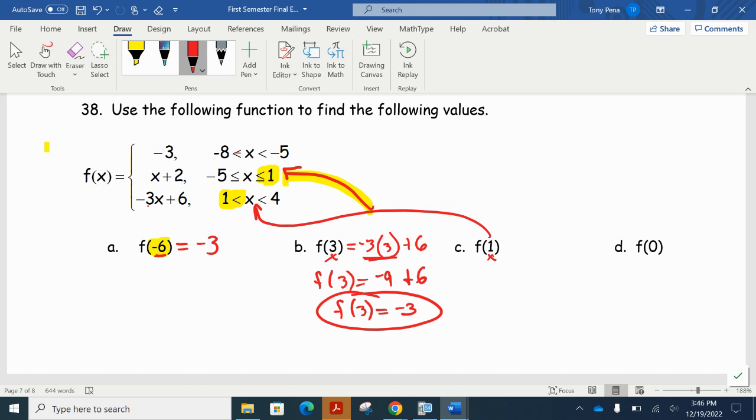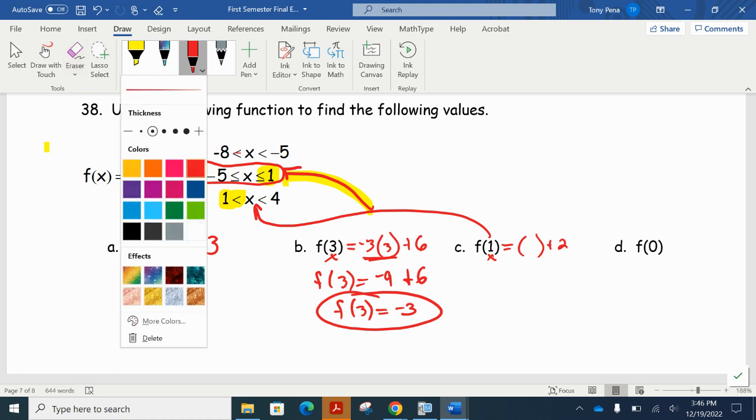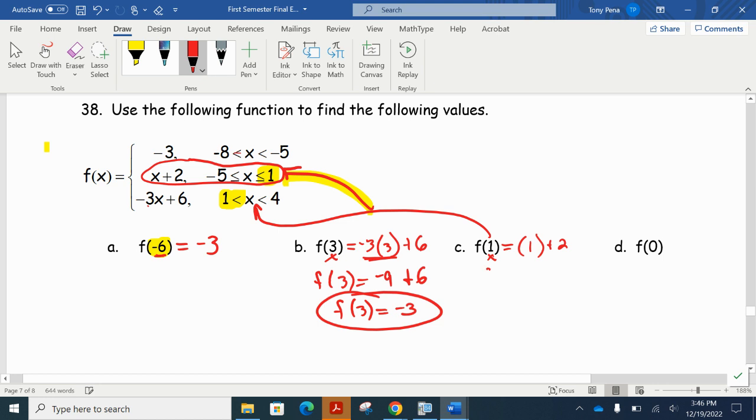So the answer to that: notice how this number 1 has an equal to sign and this one does not. So what that means is the 1 only fits into this one right here. It doesn't equal the 1. It's only greater than the 1, all right? So this is the one that we would use. So instead of x plus 2, you're going to let this x here be this x value of 1. So f of 1, we would say, is 3.